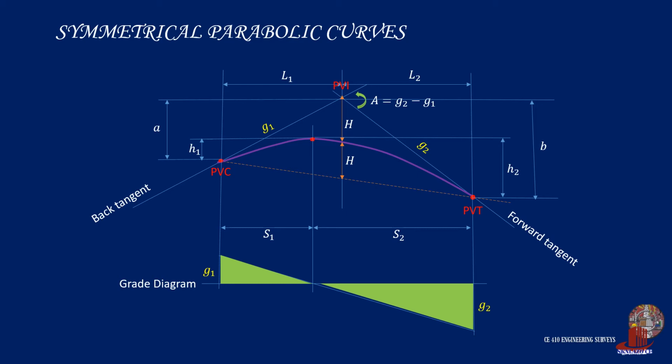At PVI, the algebraic difference of the grades is known as A. L is the length of the curve, which is actually the horizontal length measured from PVC to PVT. Most often, L is distributed between L1 and L2, which are measured from PVI moving outwards to PVC or PVT.